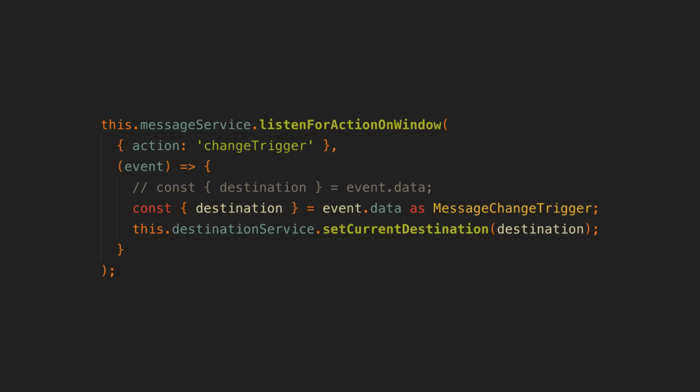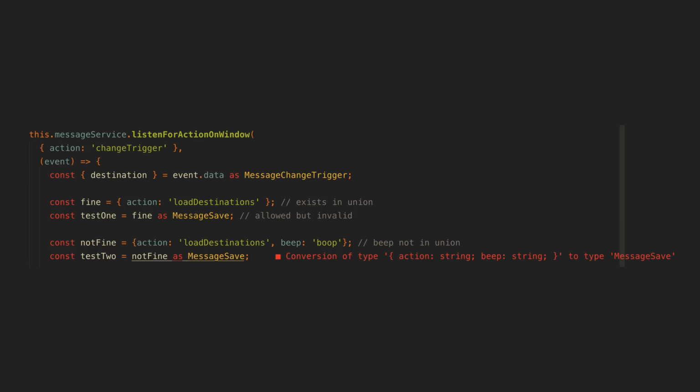This isn't completely unsafe though, because if I tell TypeScript to interpret this message as something, it won't let me do it if there isn't sufficient overlap with the message type. For example, if I tried to type it as an object that had properties that did not exist in the message union at all, it wouldn't let me do it.